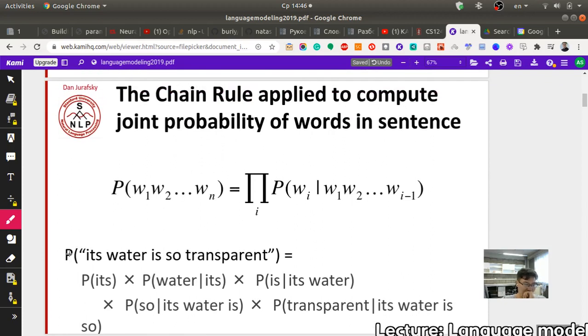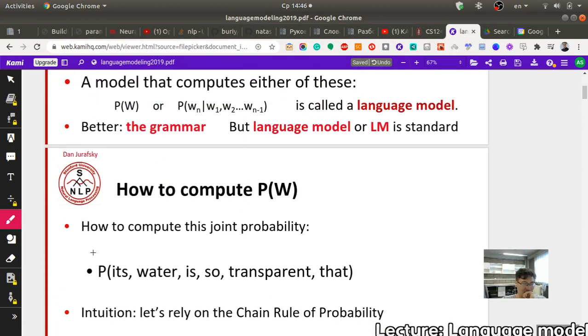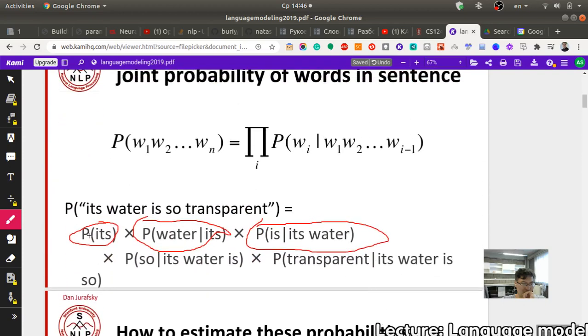So for this example, we can say that its water is so transparent. Beginning from the start, we say the probability of its, and then the probability of water going after its. Then we say the probability of is going after its water, the probability of so after its water is. So actually we started with this example, where we want to find this probability.